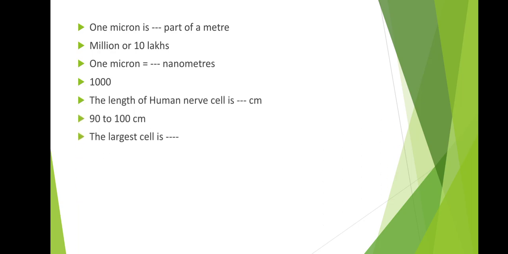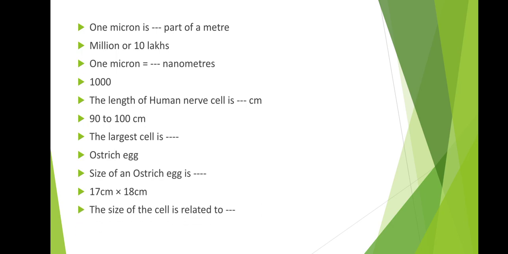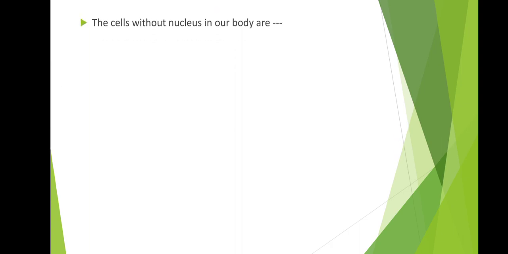The length of a human nerve cell is approximately 90 to 100 centimeters. It is the longest cell in our human body. The largest cell is the ostrich egg. Size of an ostrich egg is 17 centimeters by 18 centimeters. The size of the cell is related to its function. All cells have a nucleus, but some cells in our body have no nucleus. They are red blood cells.